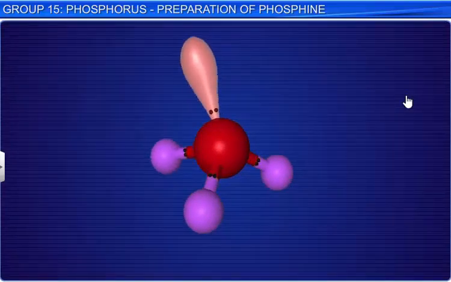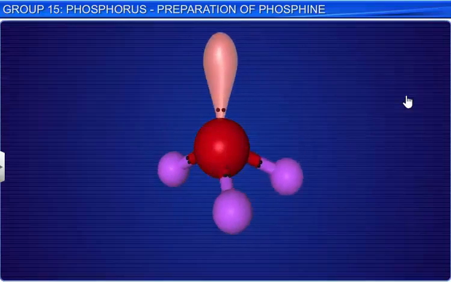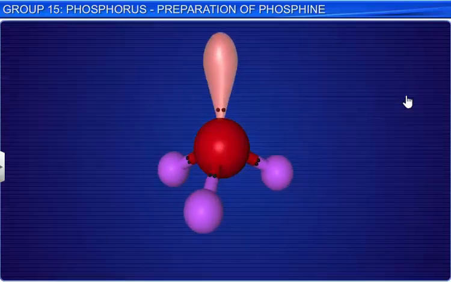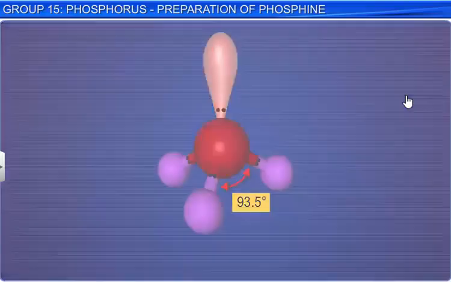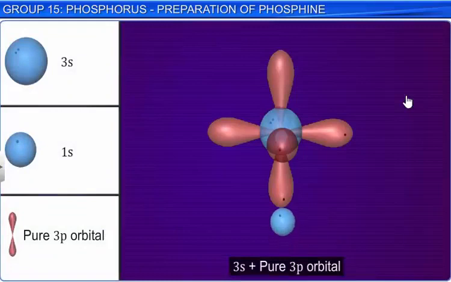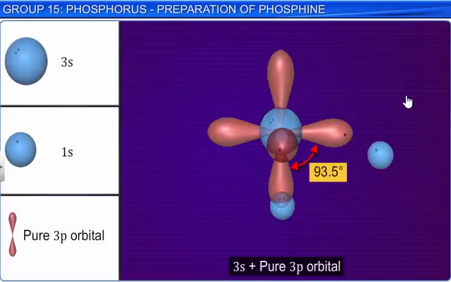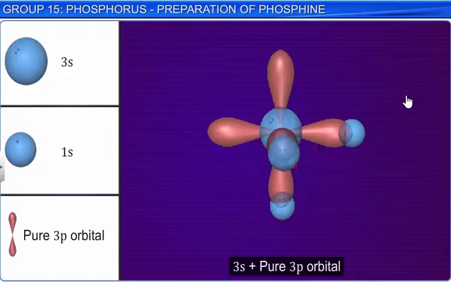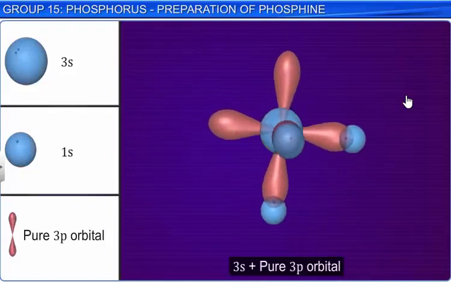As a result, the lone pair causes even greater distortion in phosphine. Thus, the bond angle in phosphine decreases to 93.5 degrees. Moreover, the bond angle of 93.5 degrees suggests that the orbitals used for bonding are close to pure p orbitals.